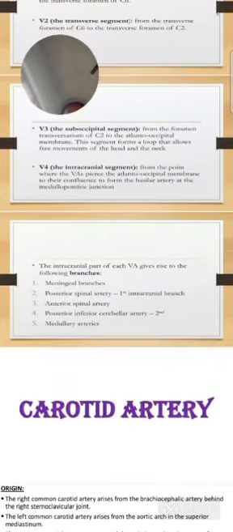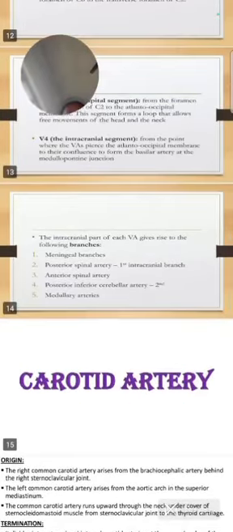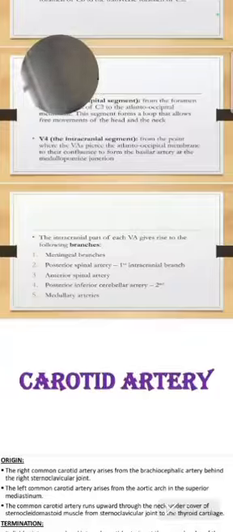The intracranial part of each vertebral artery gives rise to the following main branches: meningeal branches, posterior spinal artery, anterior spinal artery, posterior inferior cerebellar artery, and medullary arteries. So the branches from the vertebral arteries: meningeal branch, medullary arteries, anterior spinal artery, posterior spinal artery, and posterior inferior cerebellar artery.